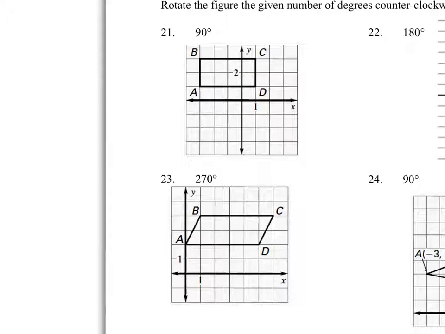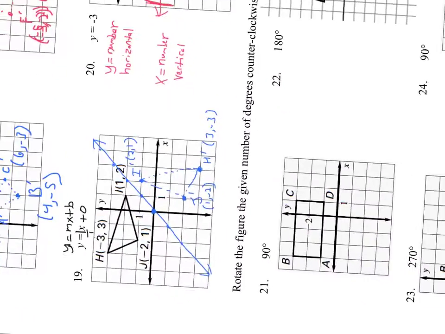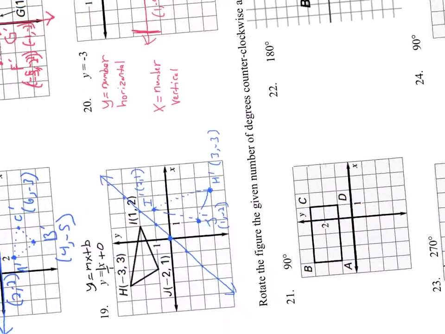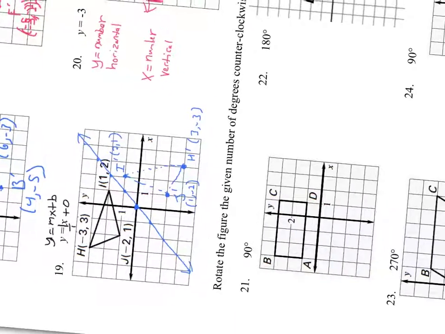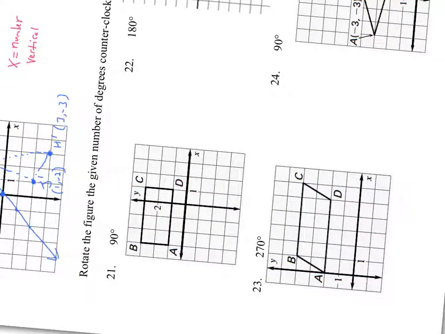So if you're rotating about the origin, like I've said in class, what I would do is I would literally turn your paper 90 degrees. So that would look something like this. See if I can get that a little more lined up.